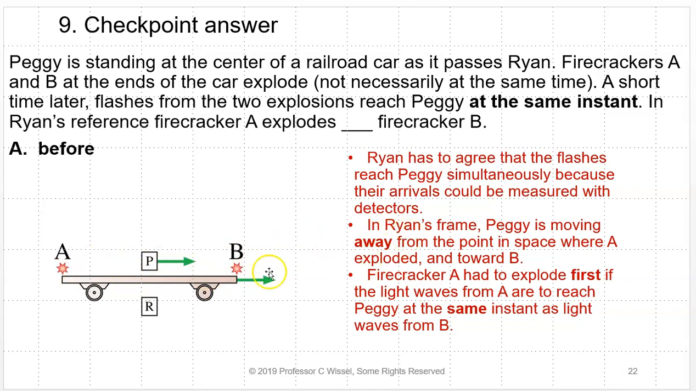In Ryan's frame, Peggy is moving away from A and toward B. So this means firecracker A had to explode first if the light waves from A are to reach Peggy at the same instant as the light waves from B. So this one had to explode first because it had a further distance to reach to get to Peggy.